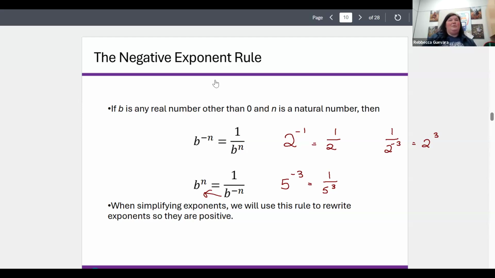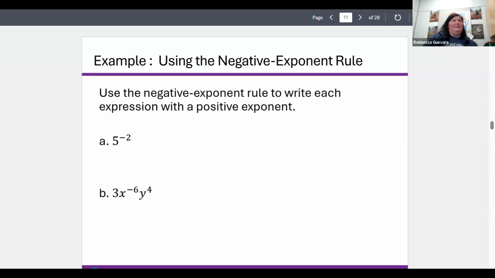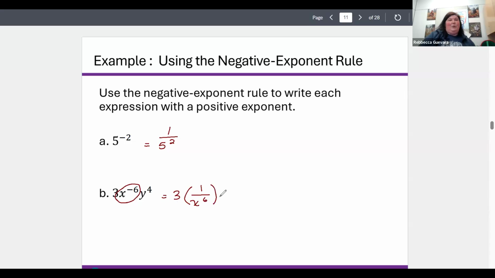Then you use the negative exponent rule to write each expression with a positive exponent. So I have 5 to the power of negative 2. That would just be 1 over 5 to the power of 2. Now I'm going to make it a little more tricky. If I have 3 times x to the power of negative 6 and y to the power of 4, this is the only thing that actually has a flip to it. So this is just 3 times 1 over x to the 6 to make that a positive exponent.